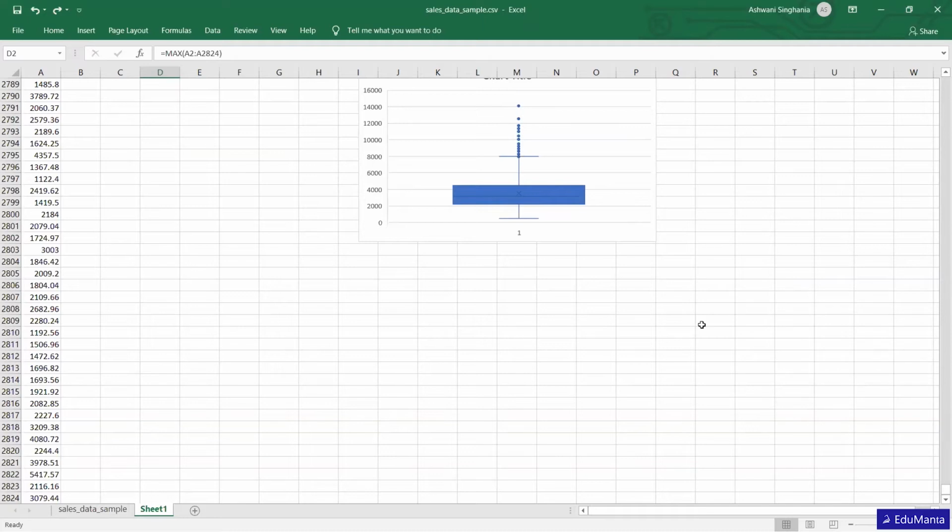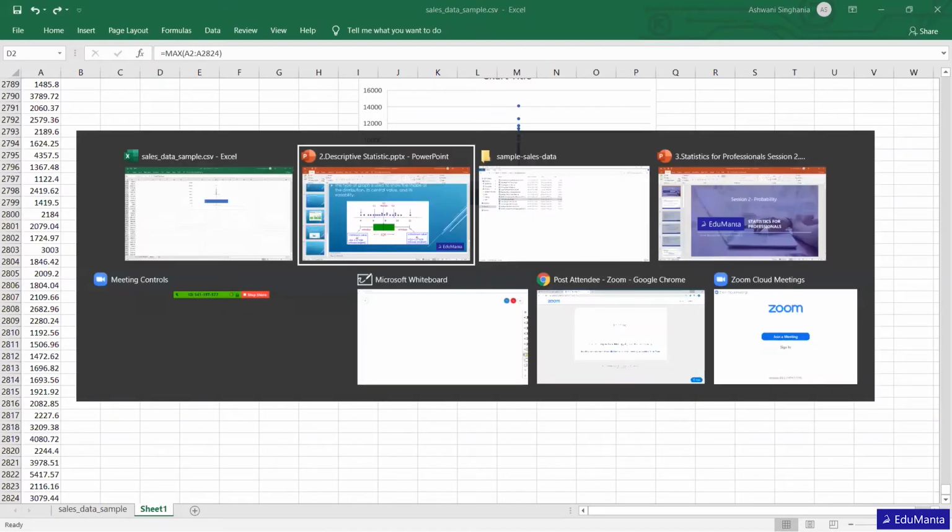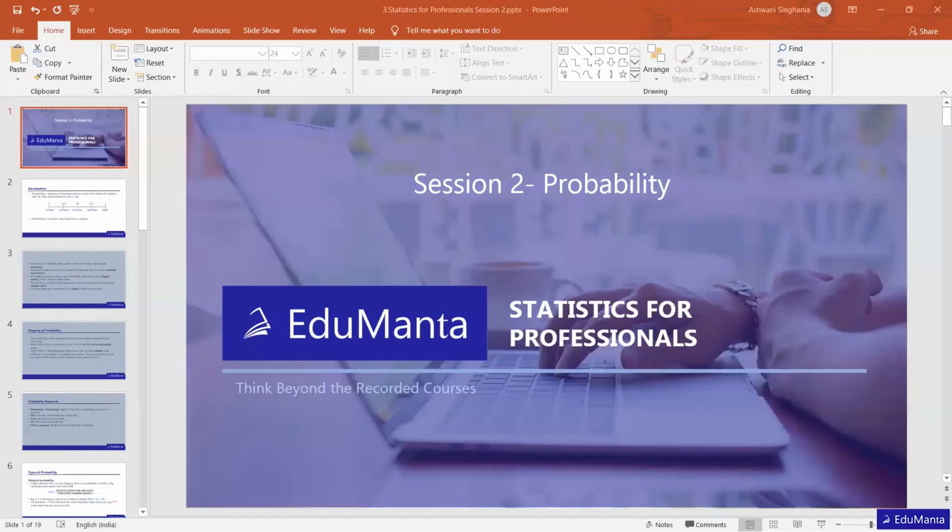If you have any question from this or any topic from the last class, you can ask me, and then we will start with the next session. That is today's session, probability. Okay, so let's move to the next topic for today, that is probability. In this, we are going to cover general probability and the concept of probability.